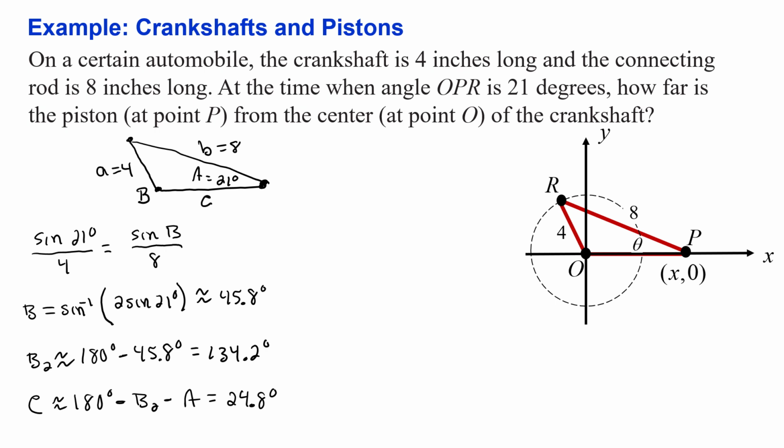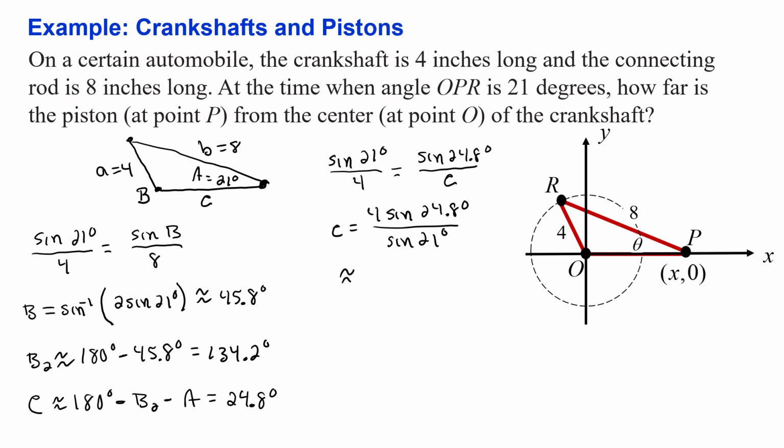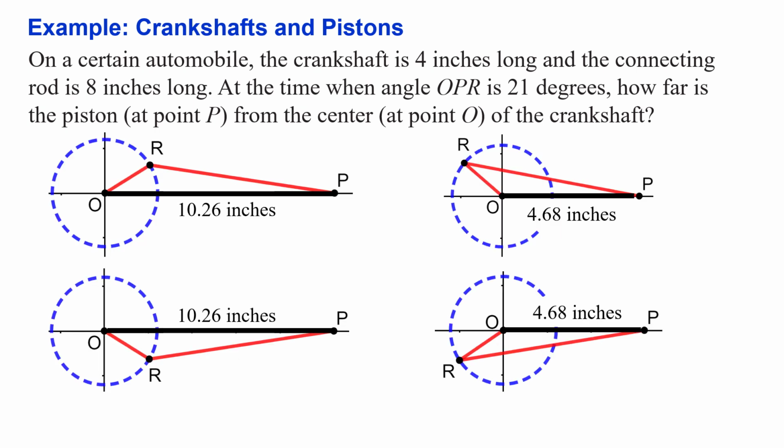Angle A equals 21 degrees and side A equals 4 inches. And we can write sine of 21 degrees divided by 4 equals sine of 24.8 degrees divided by side C. Solving for C, we get C equals 4 times sine of 24.8 degrees divided by sine of 21 degrees, and that's approximately 4.68 inches. So we have found two distances that the piston can be from the center of the crankshaft for when angle OPR is 21 degrees.